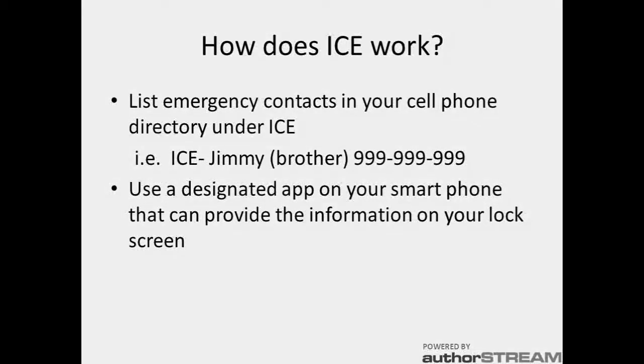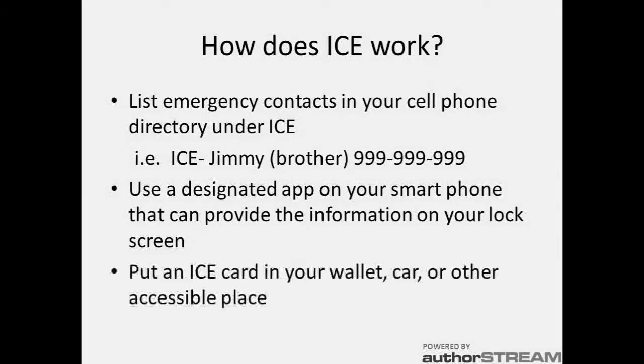You can use a designated app on your smartphone that can provide the information. The good thing about this for your phone is there are ways to provide the information with this app on your lock screen, because if you lock your phone and you have the emergency contacts in your phone directory, no one's going to be able to get access to it. You can also put an ICE card in your wallet, in your car, in another accessible place.